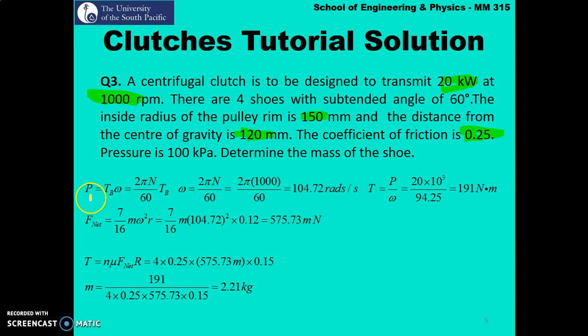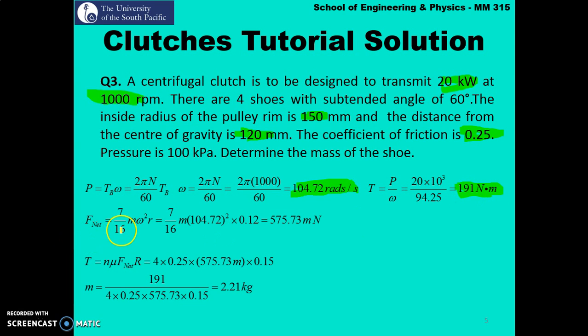Power was given as 20 kilowatt. What we do is we can find omega. Omega is your angular velocity, which is 2 pi N upon 60. So 2 pi times 1000 divided by 60. So your angular velocity is 104.72 rad per second. So your torque is nothing but the power divided by your angular velocity. So your torque equates to 191 Newton meter.